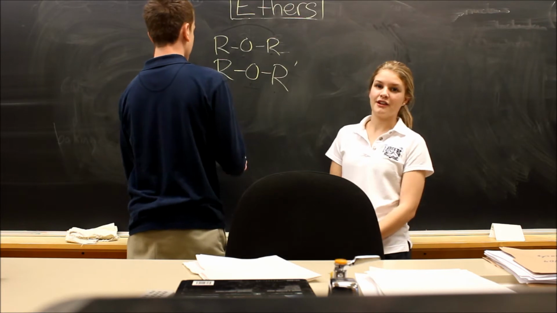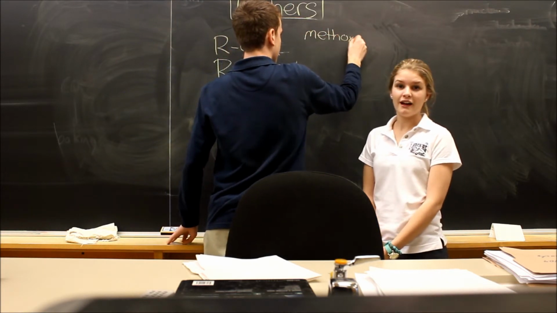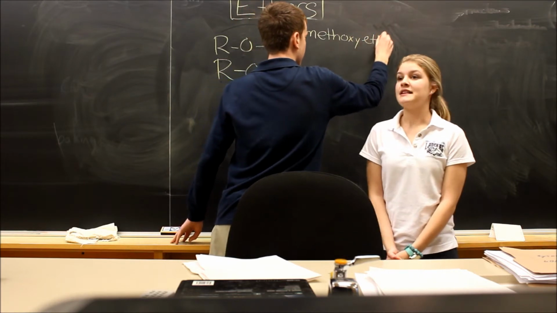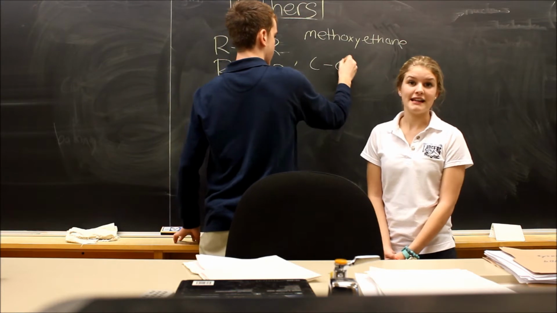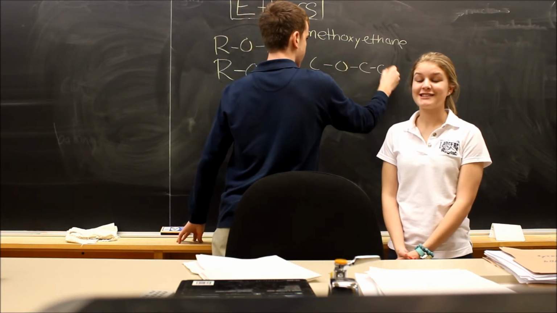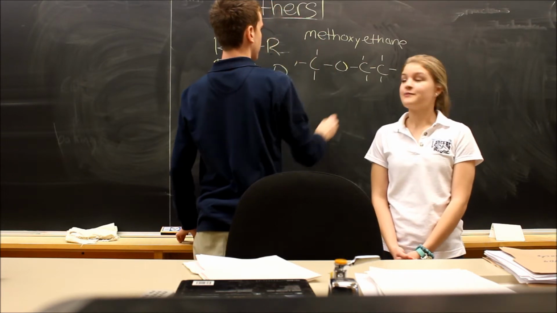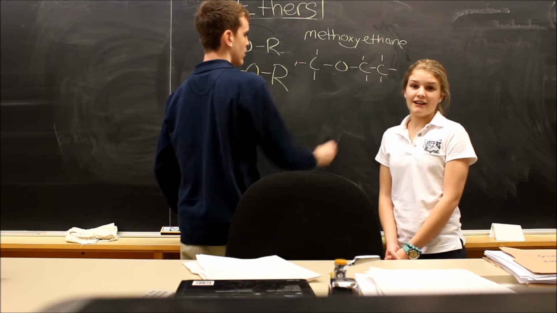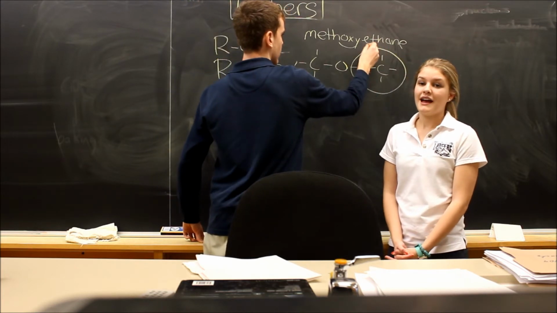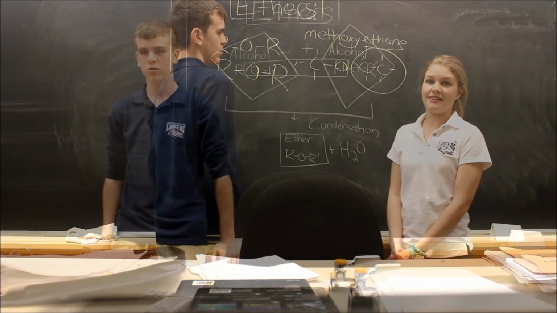An example of an ether is methoxyethane. This is an example where both the alkyl groups are different. To name this compound, you would take the name of the smaller alkyl group, in this case methane, because it has fewer carbons than ethane, drop the corresponding A and E ending, and add oxy. And then you take the name of the second alkyl group, the larger alkyl group, and add it to the end of the name. This gives us methoxyethane.